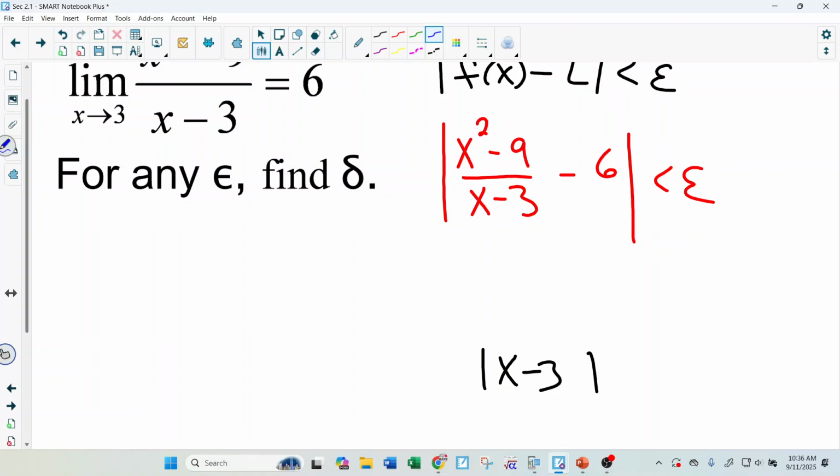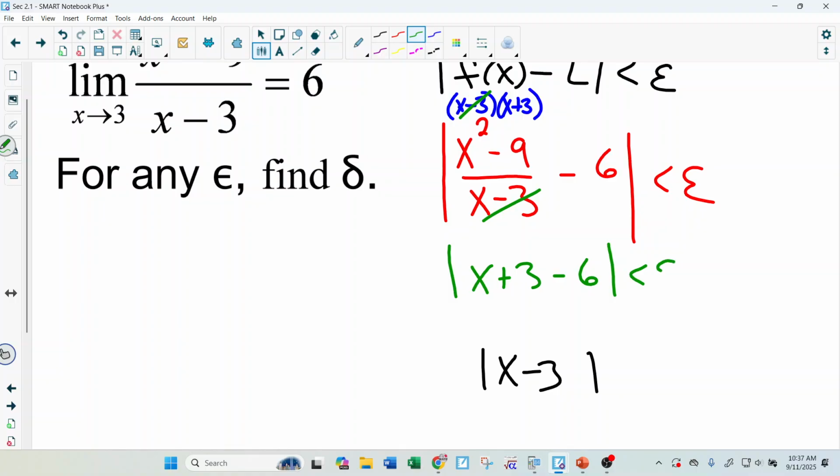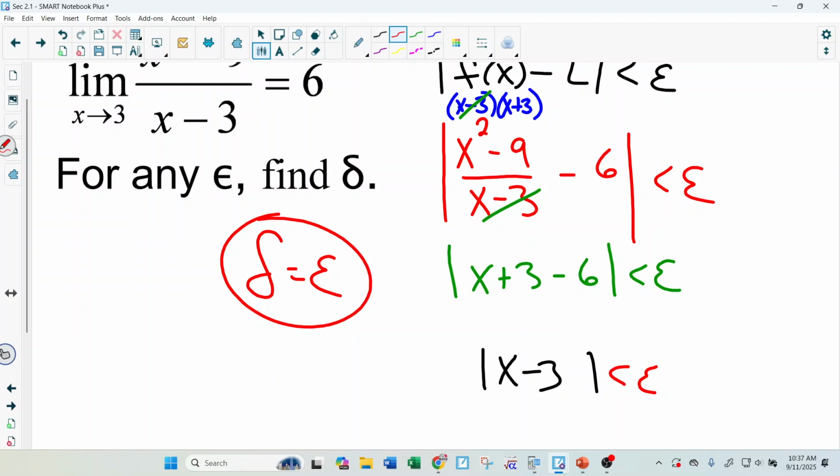Take the difference in squares and cancel out the exponents. Okay, so your first thought was x squared minus 9. I can rewrite that as x minus 3, x plus 3. Right? Then that cancels, and I'm left with x plus 3 minus 6. And what happens when I simplify? X minus 3. So we're there. So delta just equals epsilon.